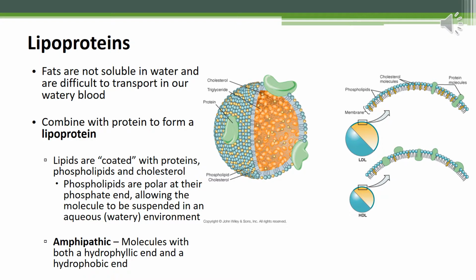And these lipoproteins form into these balls or droplets where the lipids themselves are coated with proteins, phospholipids, and cholesterol. Now, like we said before, the phospholipid heads are polar at their phosphate end, which allows the molecules to be suspended in an aqueous or watery environment. And if I haven't said it before, the phospholipids are amphipathic, which means they have both a hydrophilic and a hydrophobic end. And here you can see the two different types of lipoproteins. There's LDL and HDL, and we'll talk about these more in a second.